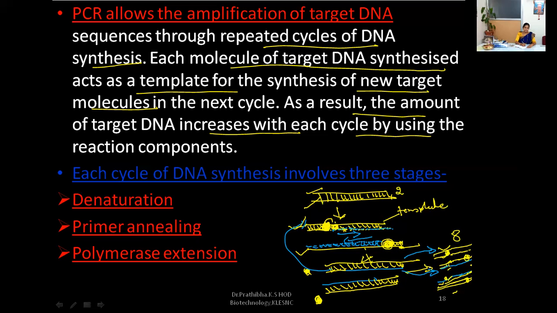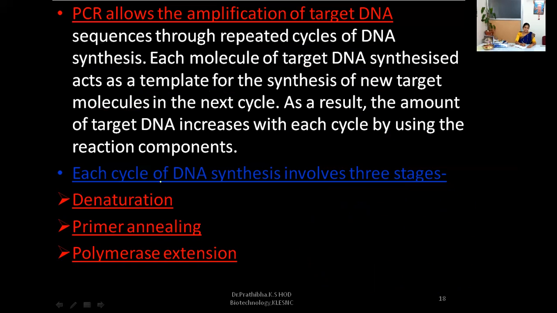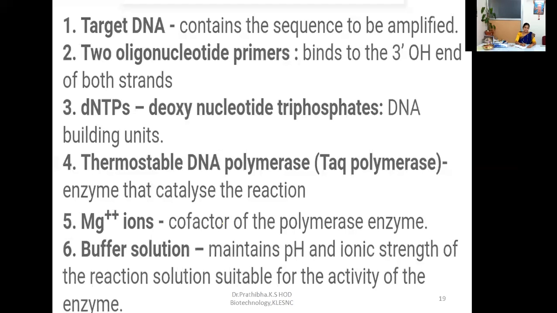Okay, the same cycle repeats. Then this particular DNA molecule strand will again separate and become single stranded. Again each time, the newly synthesized strand and template DNA strand become the template strands for the further cycle. Okay, hope you understood. Now let us understand each cycle of DNA synthesis involves 3 stages: denaturation, primer annealing, and polymerase extension. Now let us go through the overall requirements of the PCR machine.